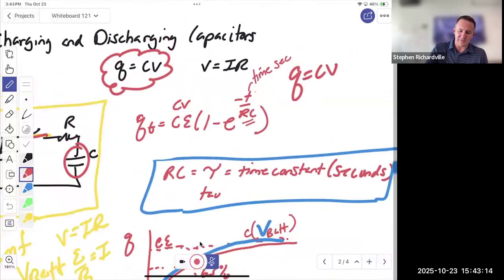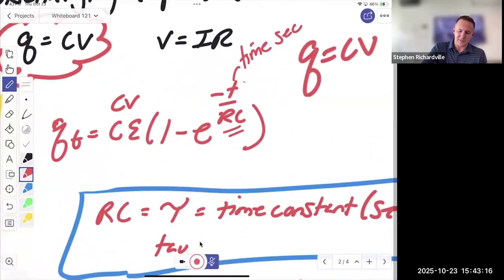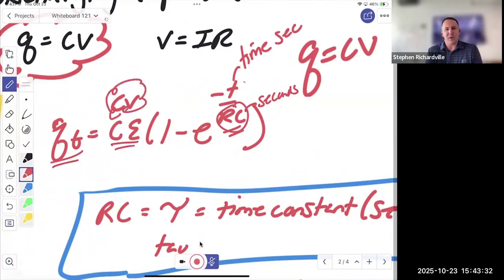And it has to be because I've got time in seconds over time in seconds. This RC is going to be seconds as well, so that I just have a number up there. How do I read this equation? Q at some point in time will be CE or CV, right? At some point in time, it'll be C times the voltage of the battery.